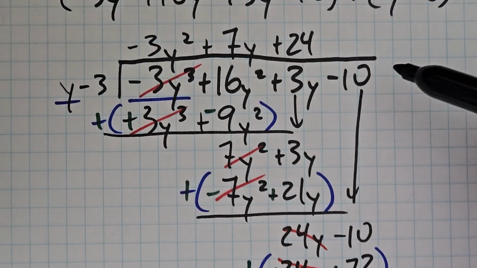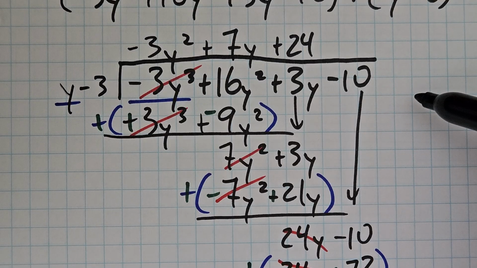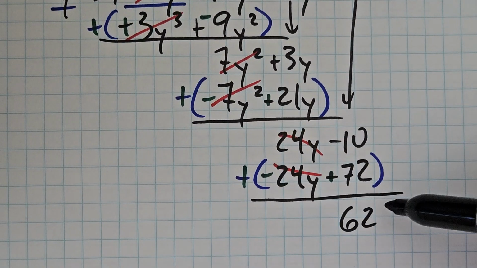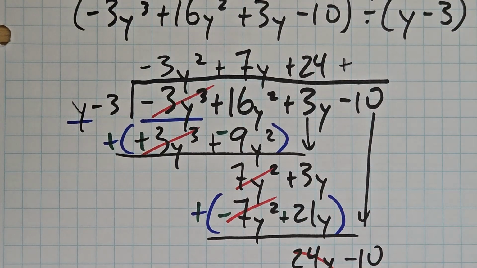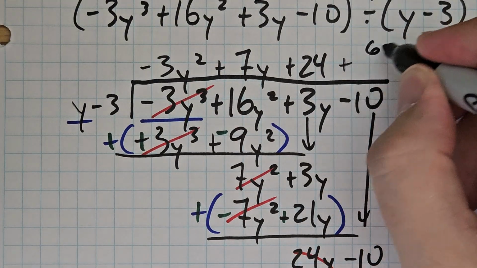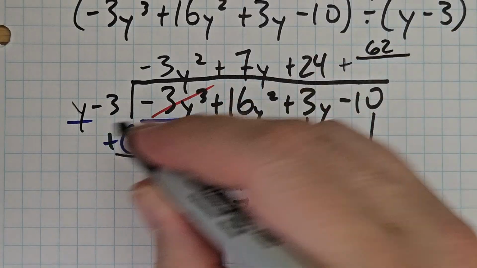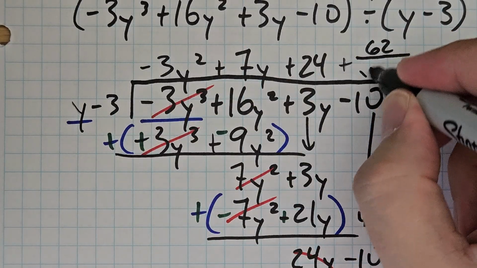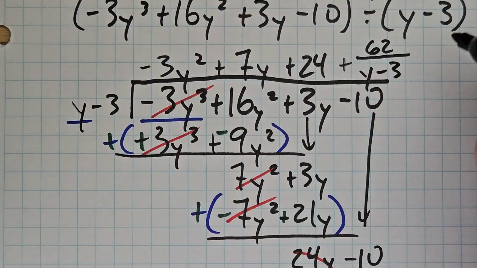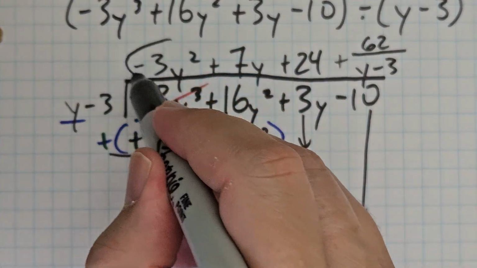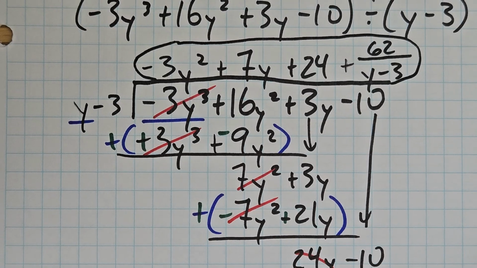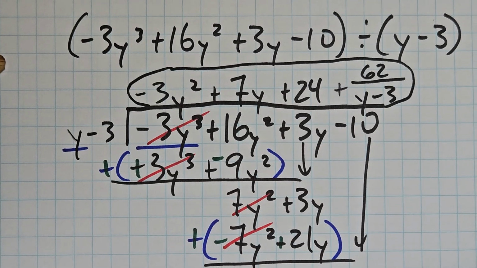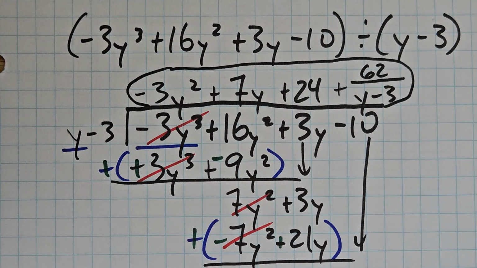This is a remainder. I do not have any more terms in my dividend to bring down. So what do I do with that remainder? I notice the sign, which is positive, because I do need a sign here for my next term, and then the 62 remainder goes on top of the fraction, and the original divisor goes on bottom of the fraction, just like we do with the standard long division algorithm. This works exactly the same, pretty much. And so our answer is 3y squared plus 7y plus 24 plus 62 over y minus 3.